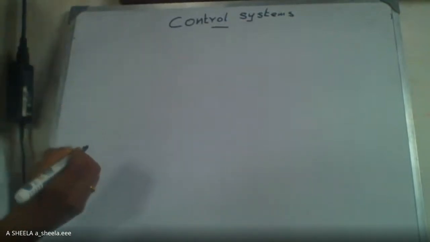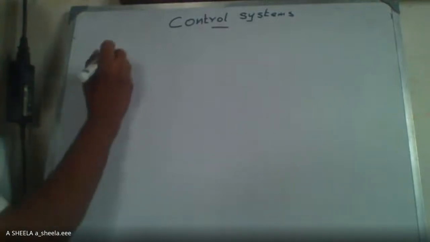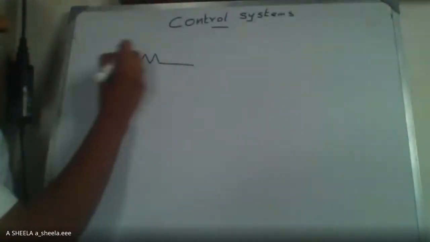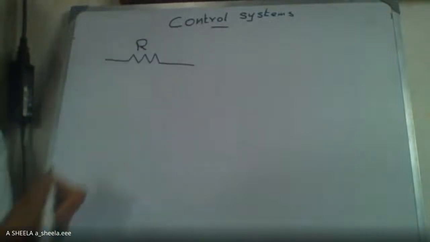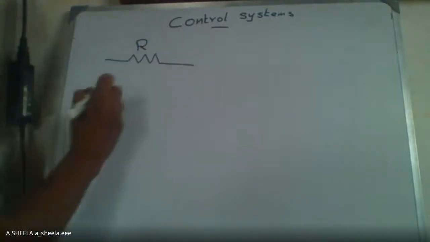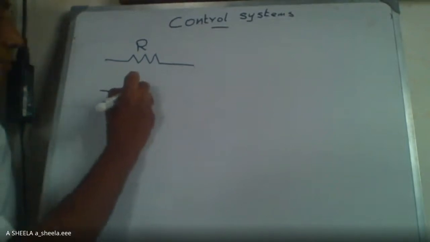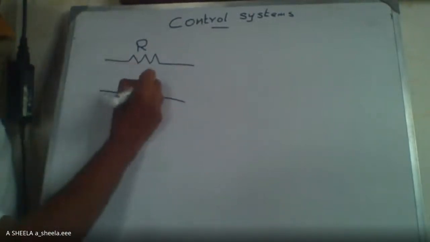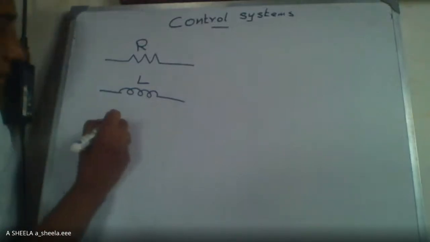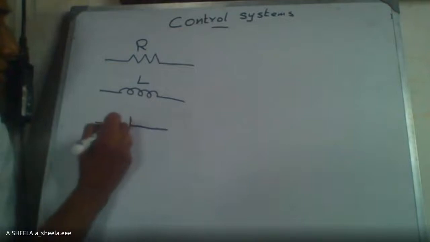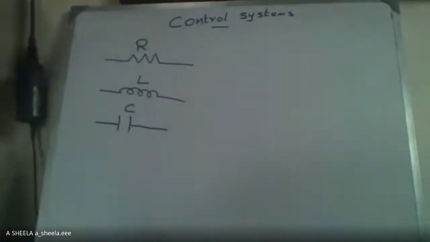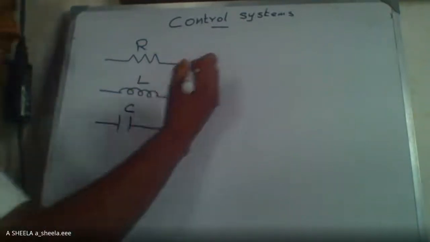So as we know, we have mainly three components in an electrical circuit. One is the resistor, represented by R. Second is the inductor, represented by L. And the third component is the capacitance, represented by C. And now, how to write the voltage equations for the individual components.